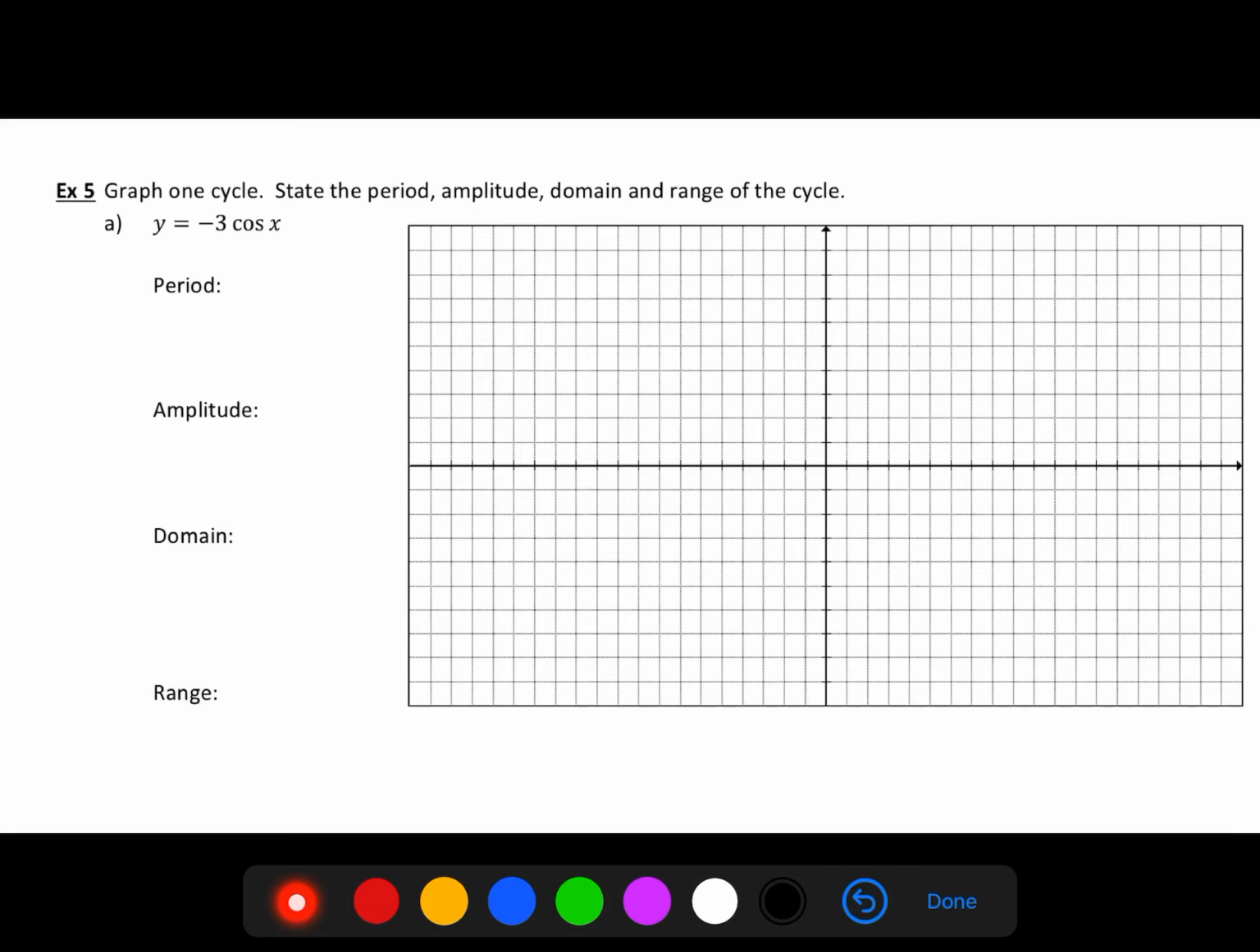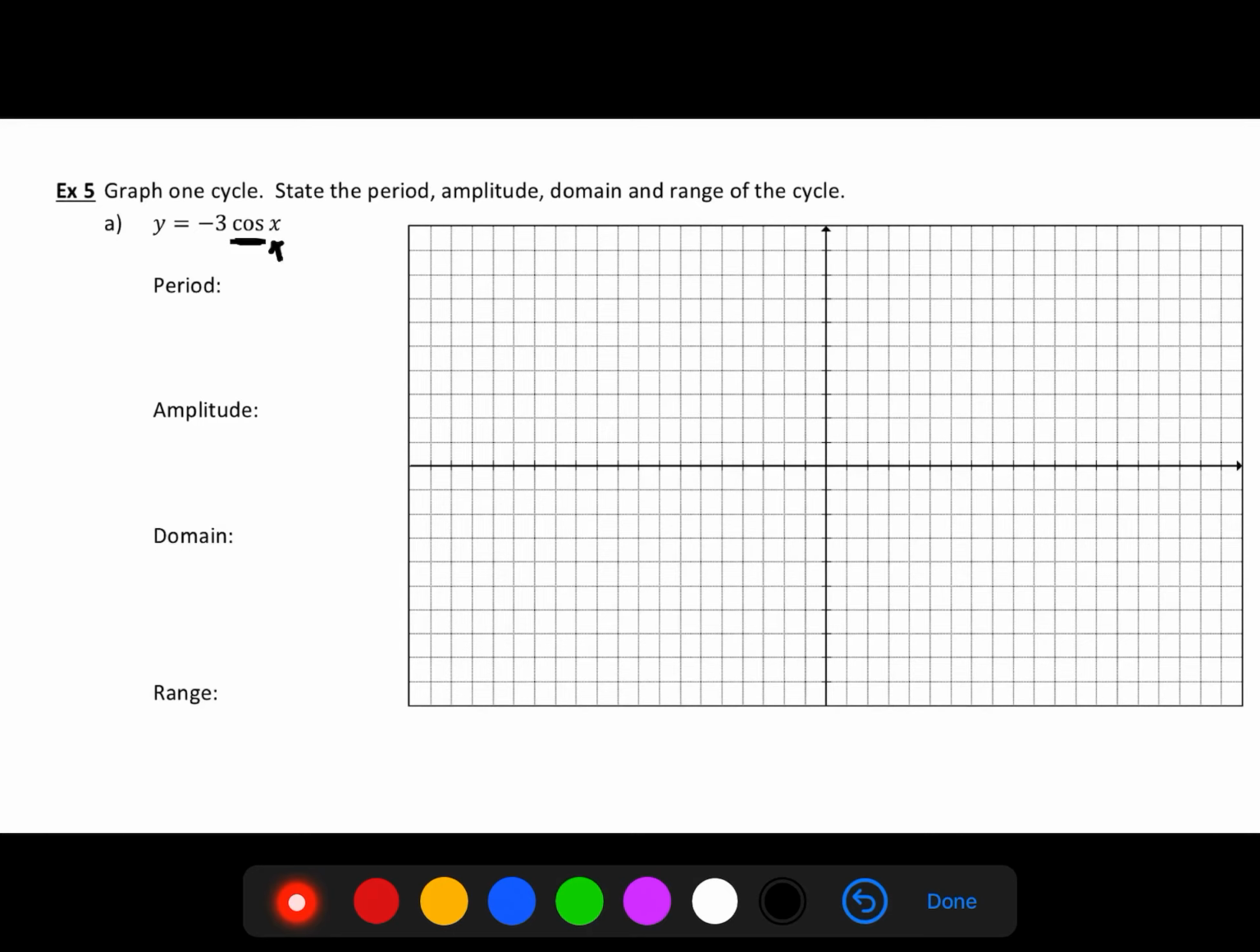Now, example number 5, we want to graph one cycle. We're going to state the period, amplitude, domain, and range of that one cycle. So y equals -3 cos x. So first we need to recognize, now we're going to be using y equals cos x as our base graph. And again, remember x and theta are interchangeable.